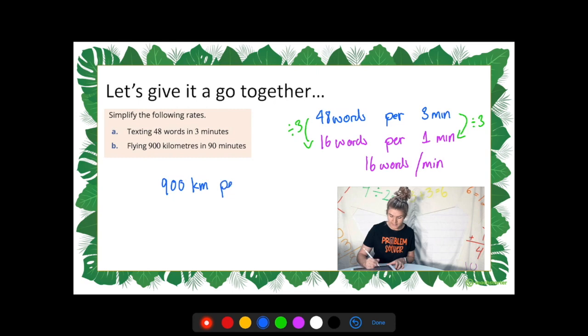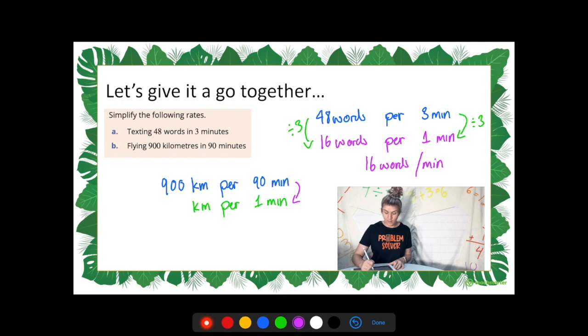900 kilometers per 90 minutes. Now, the first thing I need to do is get it down to 1 minute. Per 1 minute. All right, so I've got to think, how did I get from 90 to 1? And again, I'm using the exact same number, so divide by 90. Now I can use my calculator, but 900 divided by 90 is of course 10.